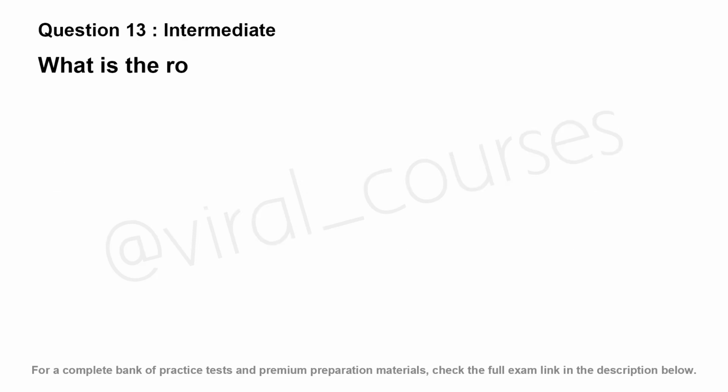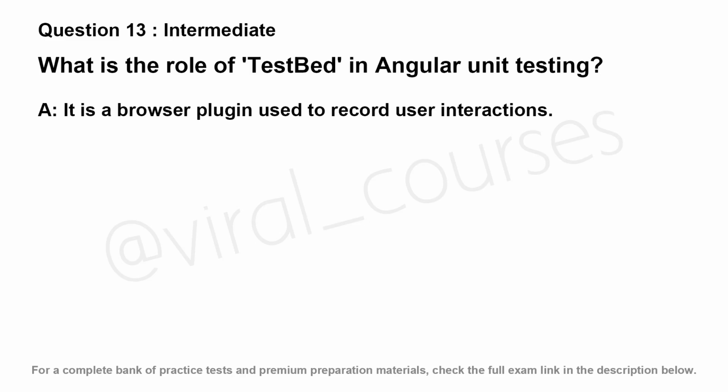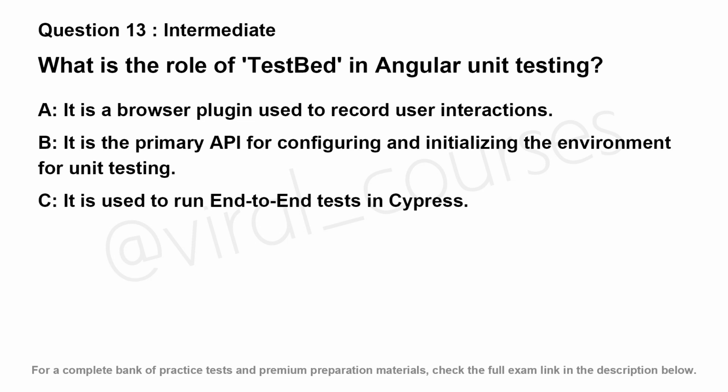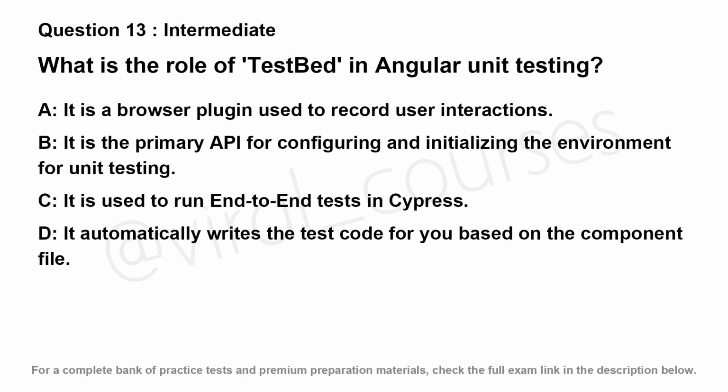What is the role of TestBed in Angular unit testing? Option A, it is a browser plugin used to record user interactions. Option B, it is the primary API for configuring and initializing the environment for unit testing. Option C, it is used to run end-to-end tests in Cypress. Option D, it automatically writes the test code for you based on the component file.